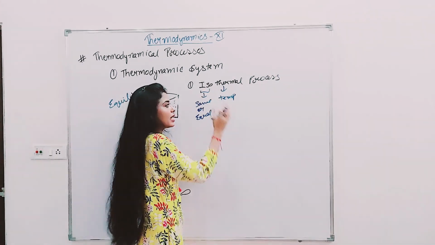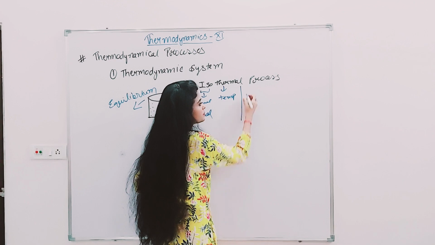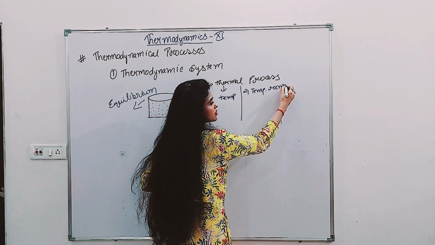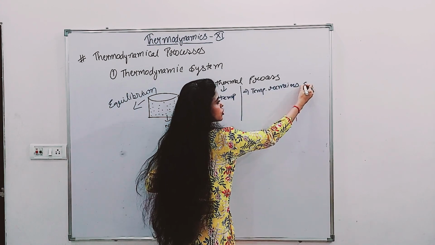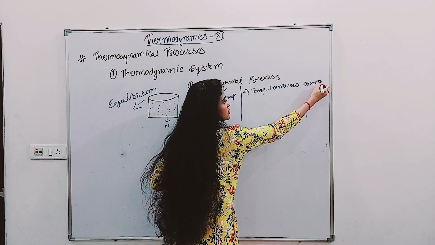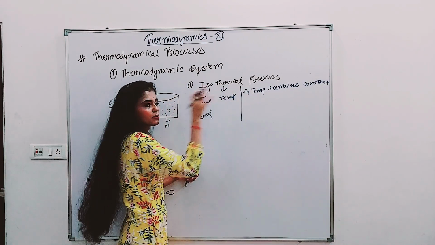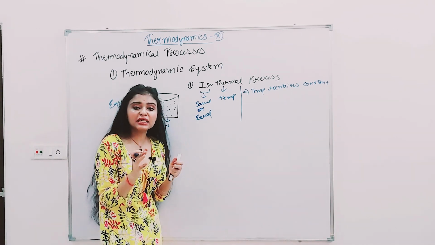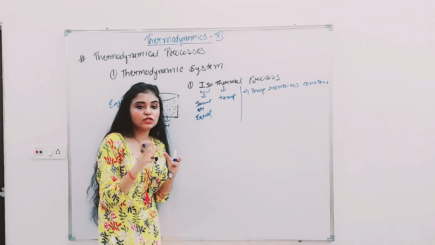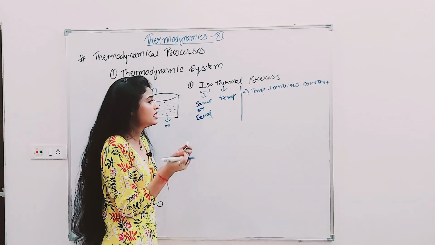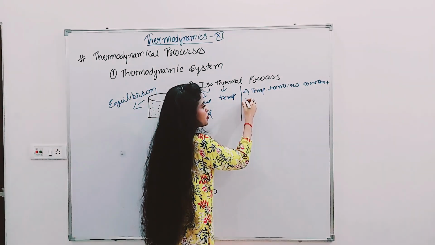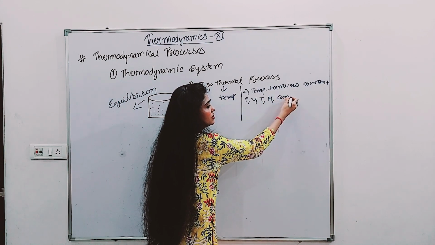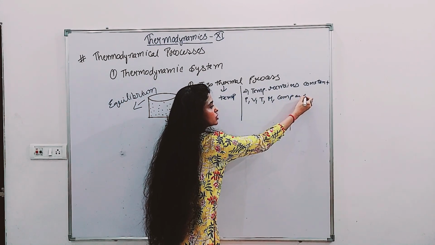So in this particular type of process, temperature remains constant. Temperature remains constant in an isothermal process. If I say temperature remains constant, then what is left? That means the other parameters are going to change. What are the other parameters? We have just seen them. The other parameters are pressure, volume, temperature, mass, composition, and internal energy.